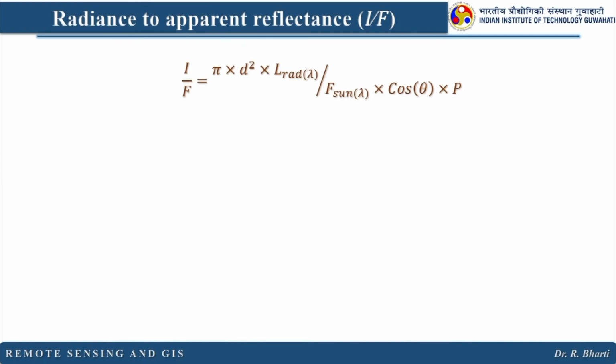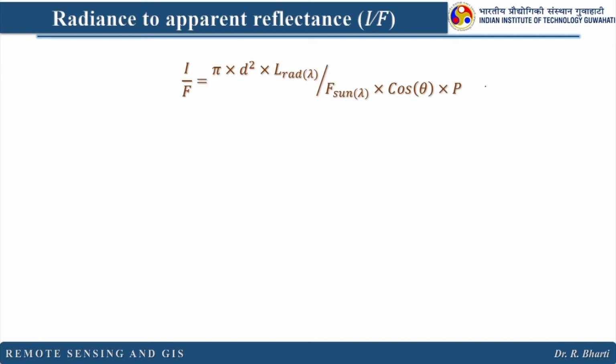When we talk about the remotely sensed image, especially for lunar exploration, we need to convert DN numbers to radiance, and radiance to reflectance. So how exactly do we do that? Here there is a new term called I by F, that is the apparent reflectance.